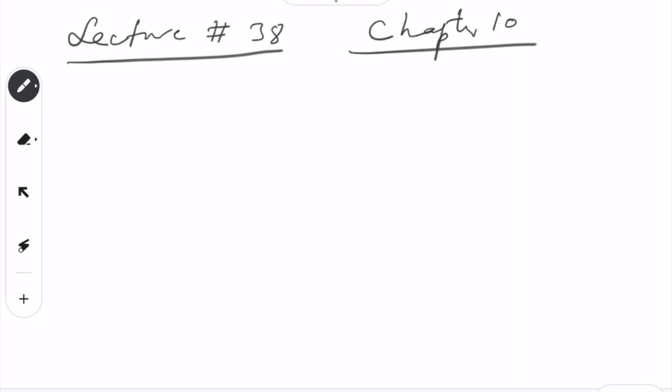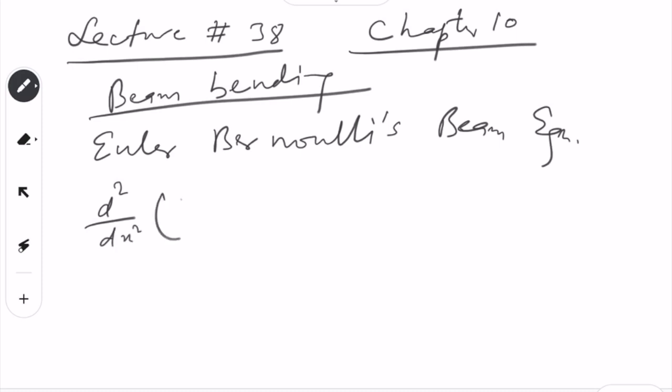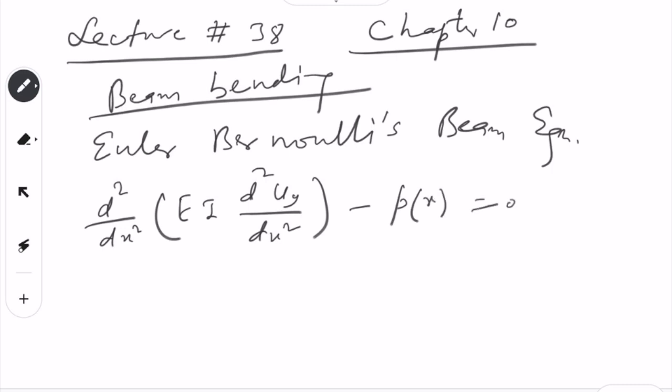So, this chapter is about beam bending, and we already derived the Euler-Bernoulli beam equation, which looks like this: d square over dx square of EI d square uy over dx square minus px equal to 0, subject to some boundary conditions.